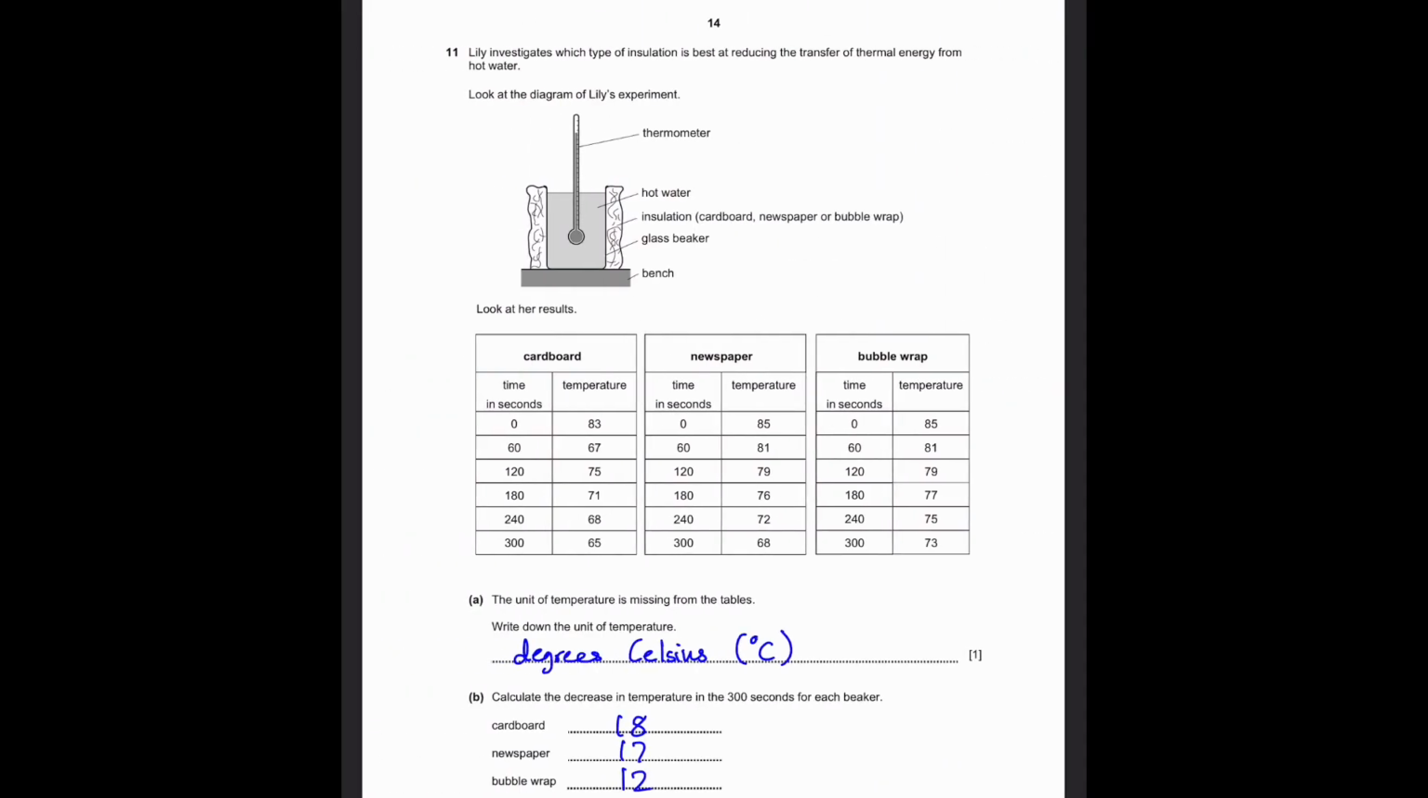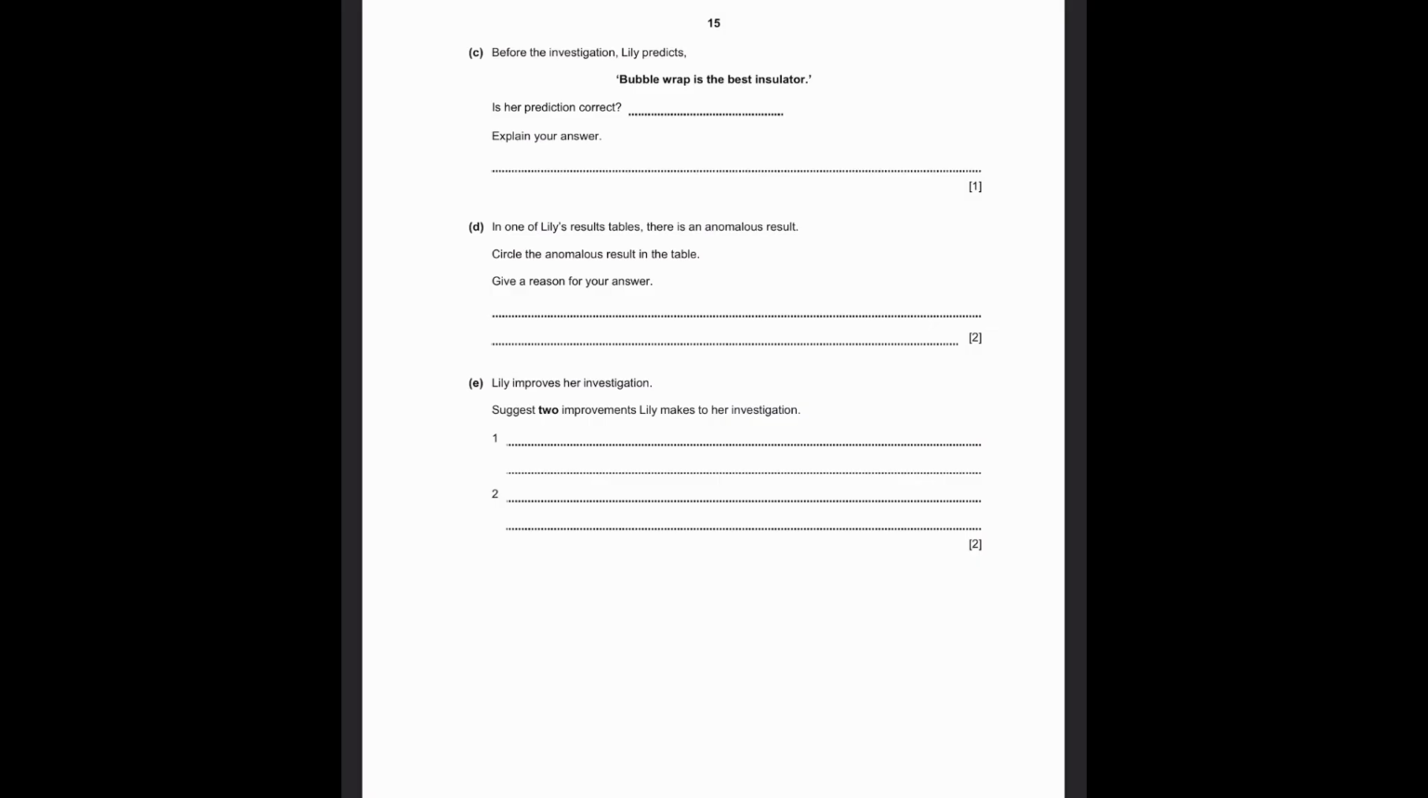If we go back to the results which he has, we can see that the temperature decreases the least in bubble wrap. The decrease in temperature is only 12, while for the others it's 18 and 17, which is greater. And insulation is supposed to stop heat from dissipating out of the beaker, and therefore this is correct. Bubble wrap is the best insulator.